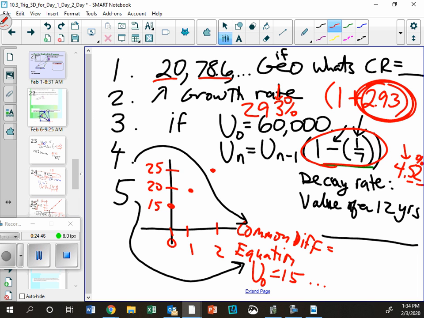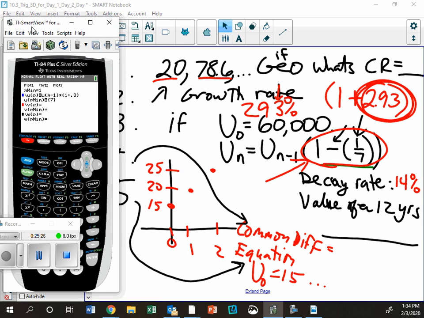Okay, the next one. When you put this in the calculator, basically, what's the decimal for 1/7? Well, if I take 1 divided by 7 on my calculator, I get 0.142857, blah, blah, blah. So that's about 14%. Okay, so that's a decay rate of 14%. I'm rounding a lot. You could round to a decimal that's close to that, like 14.29%. That'd be great. Then the value of the car after 12 years. That goes in here.